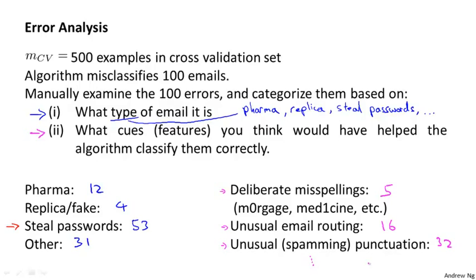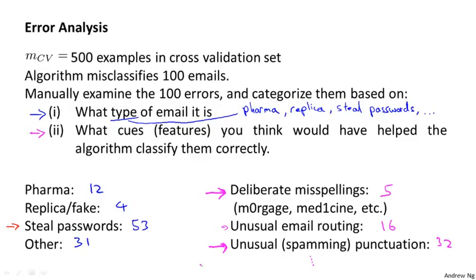And if this is what you get on your cross-validation set, then it really tells you that maybe deliberate misspellings is a sufficiently rare phenomenon that maybe it is not worth a lot of time trying to write algorithms to detect that. But if you find that a lot of spammers are using unusual punctuation, then maybe that's a strong sign that it might actually be worth your while to spend the time to develop more sophisticated features based on the punctuation. So this sort of error analysis, which is really the process of manually examining the mistakes that the algorithm makes, can often help guide you to the most fruitful avenues to pursue.